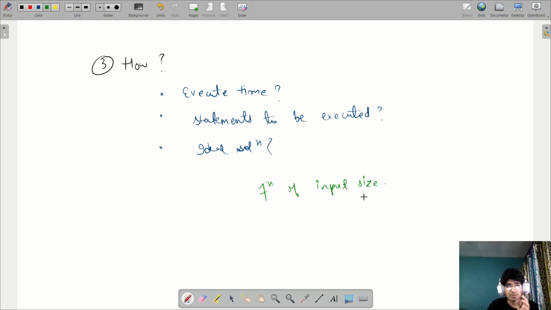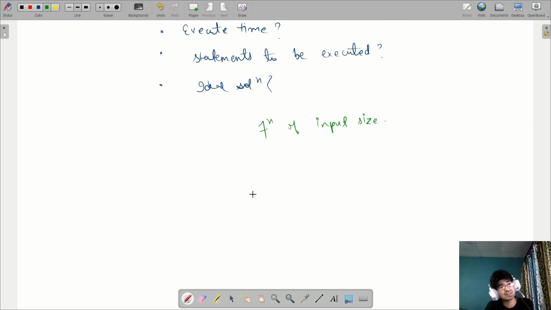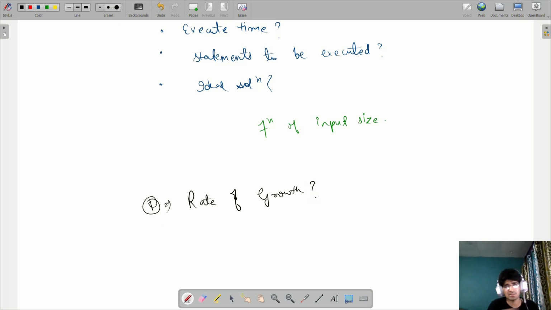Cool. So this leads me to the question of rate of growth. When my function is working according to the input size, there is a rate of growth. Now I'll talk about rate of growth: how much things are growing, at what rate are they growing, right? As you might have witnessed in differential calculus, there we talk about rate of growth. So the rate at which the running time increases as a function of input is basically the rate of growth.